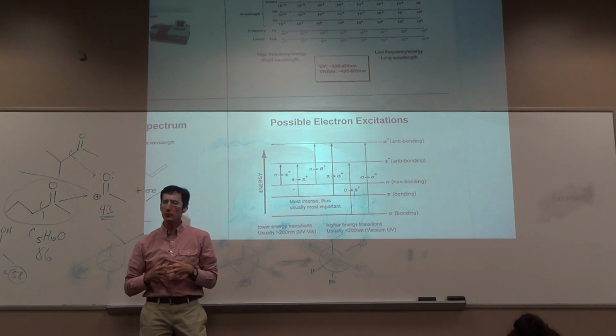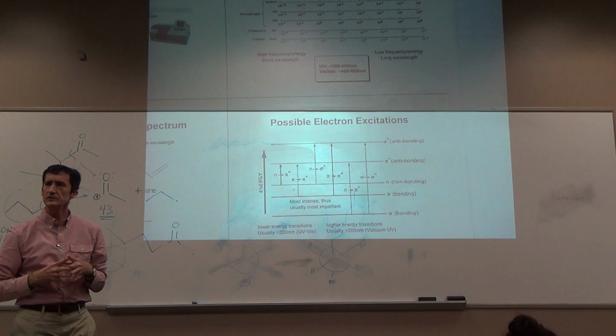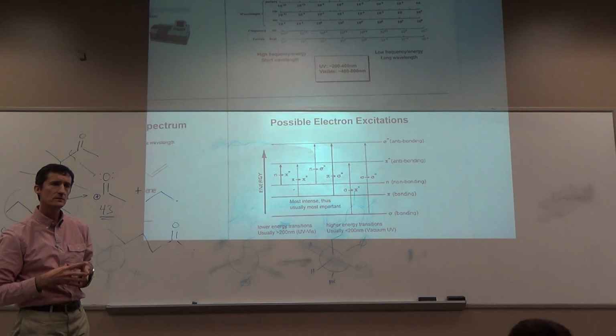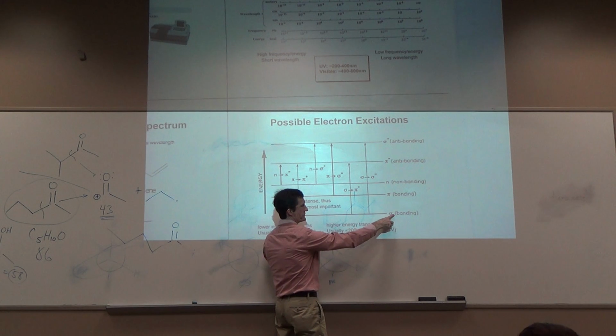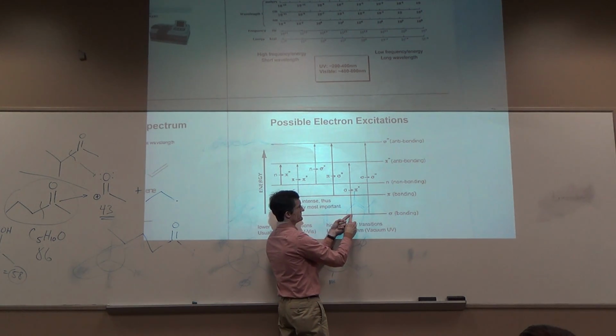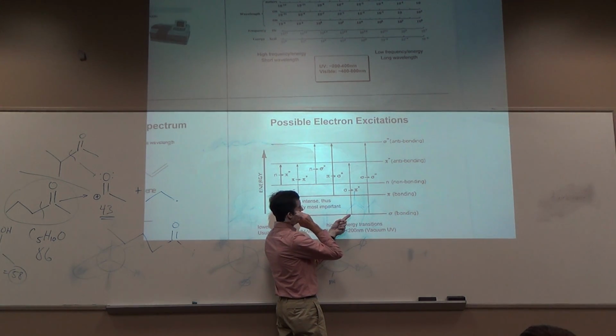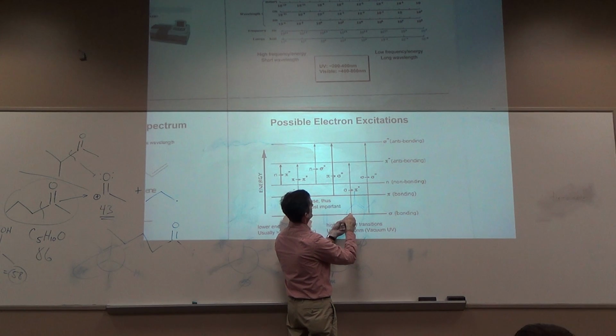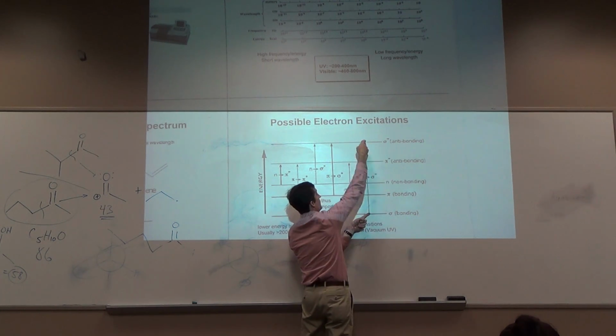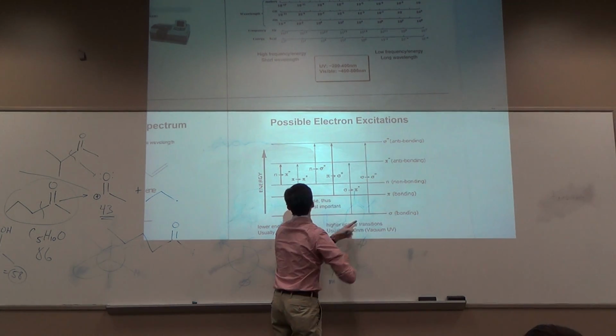Which electrons are more stable? Electrons in sigma bonds or pi bonds? Sigma. That's why your sigma is lower energy. Because of that, they're harder to excite. And you see in going from here to maybe there, that's a long transition, meaning lots of energy.